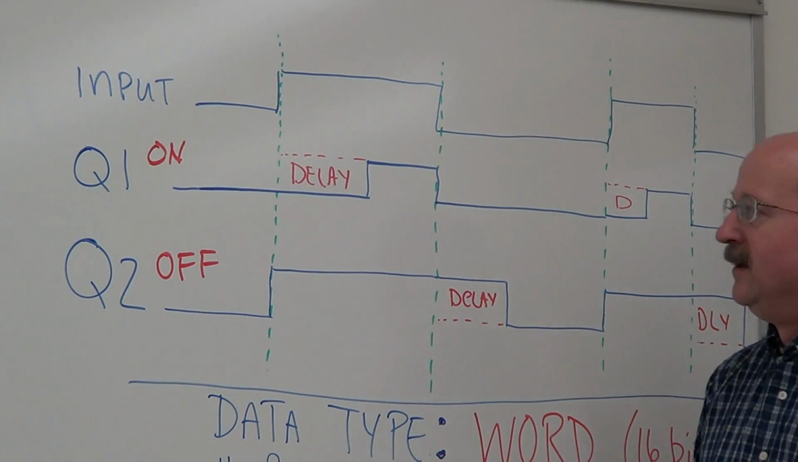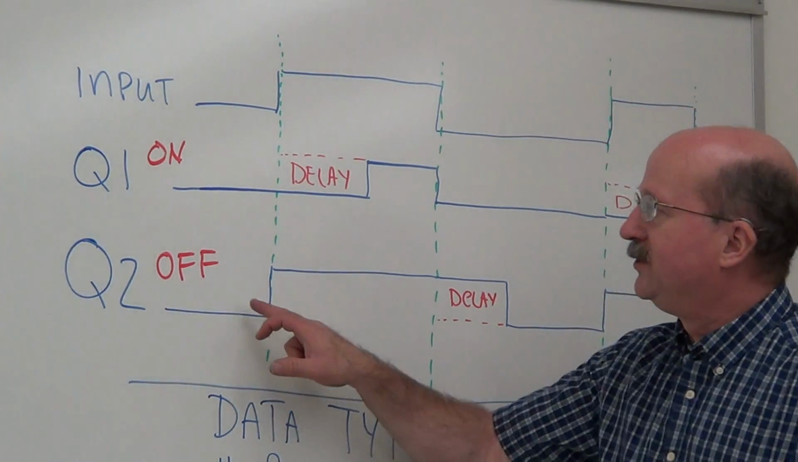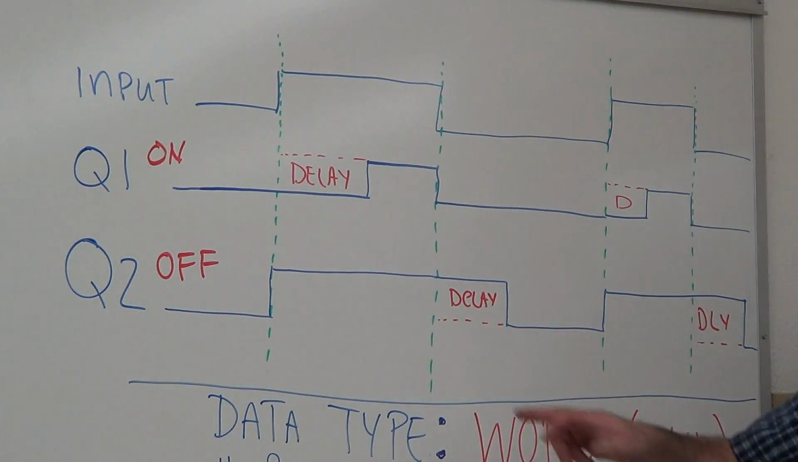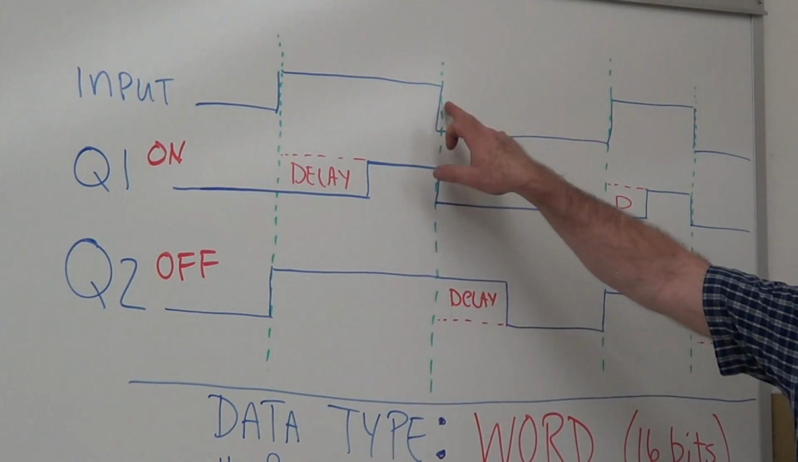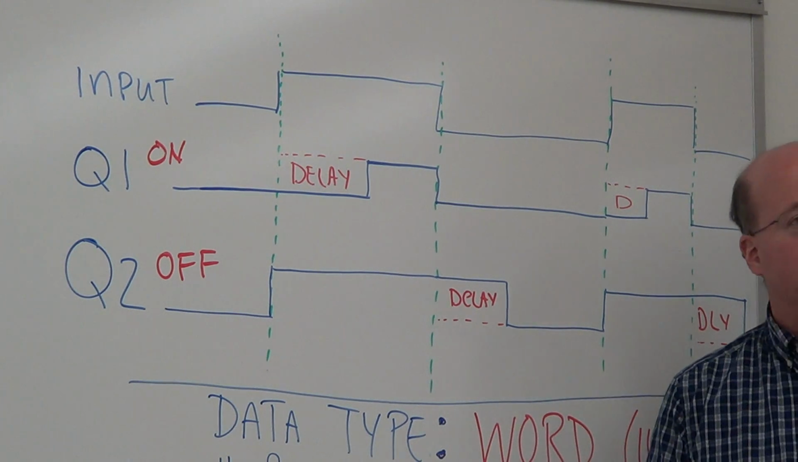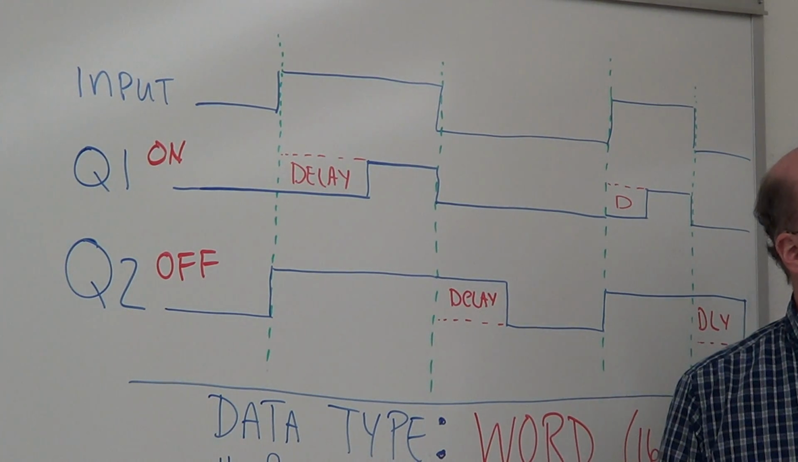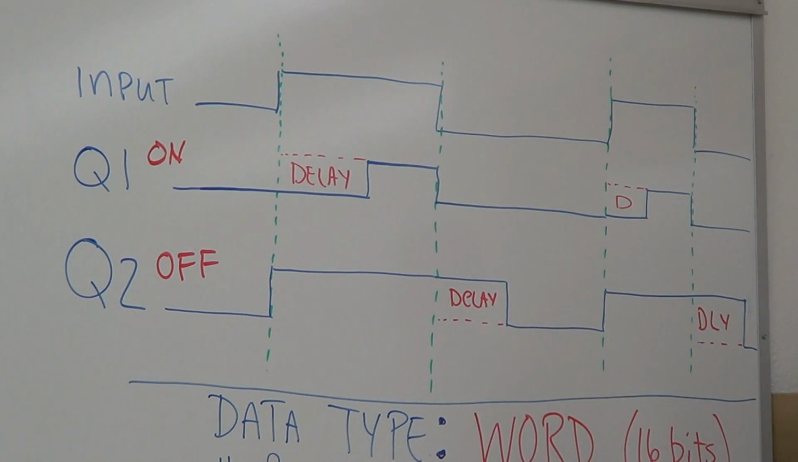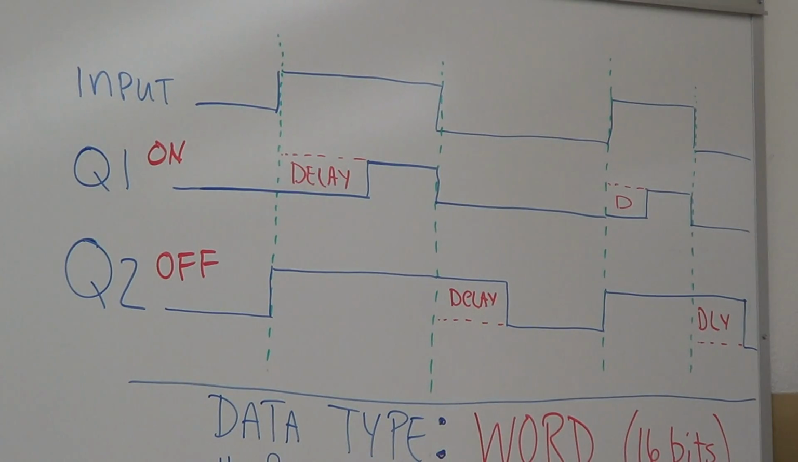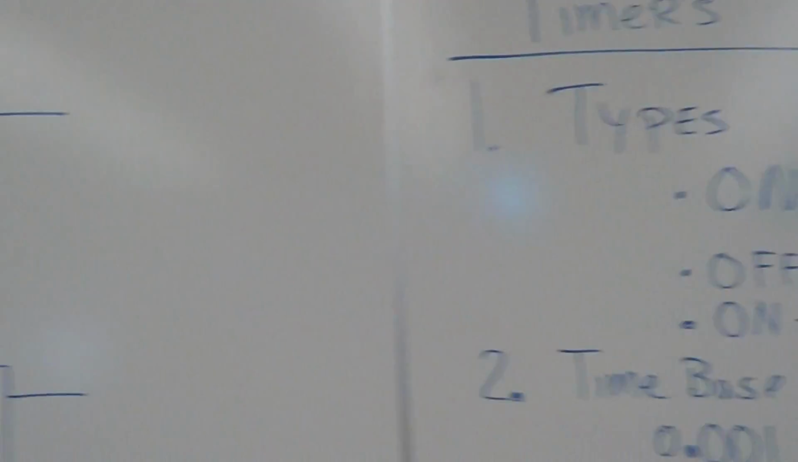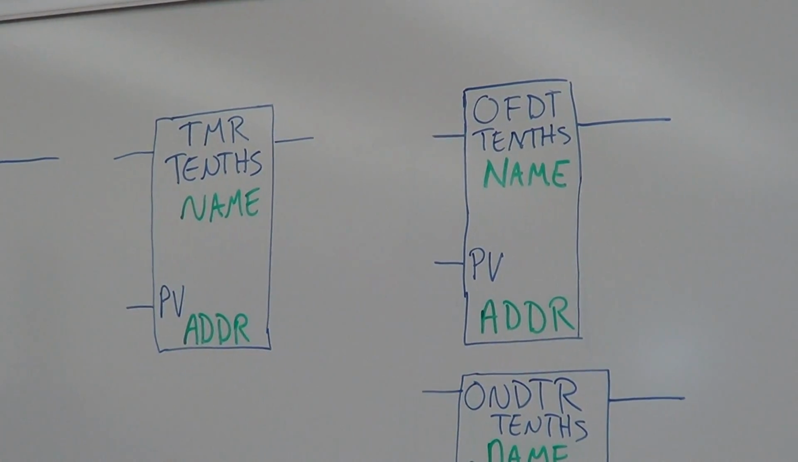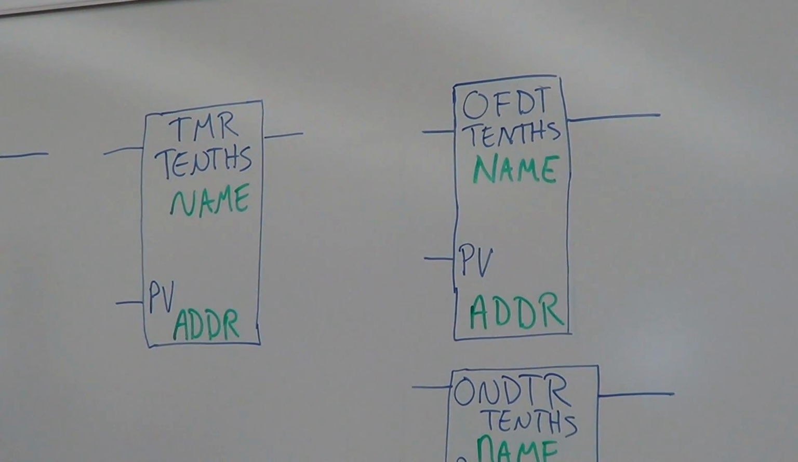Okay? For an off delay, in this case Q2, the input will turn on, the output turns on. It will stay on, the input turns off, the output stays on until the delay expires. Okay? Nothing new there, right? Same as before. Now, when we're working with these, you set these up as functions. You've got some functions over here. I'm going to show you, this is how it looks inside Proficy when you're using them.